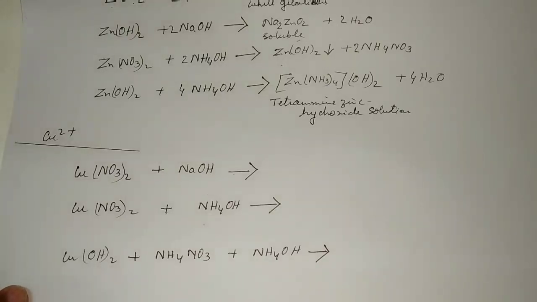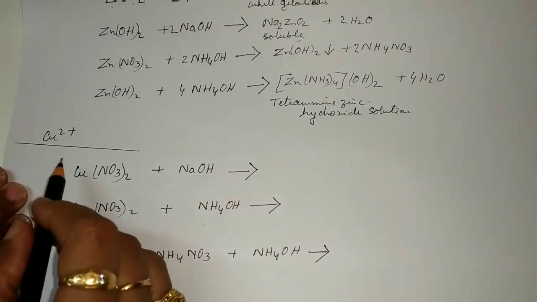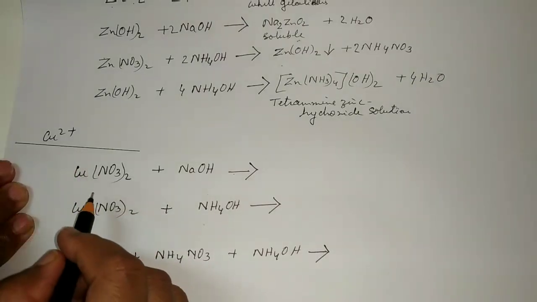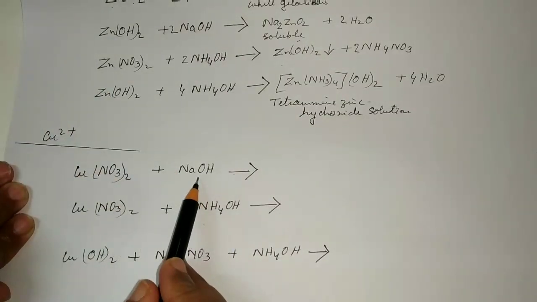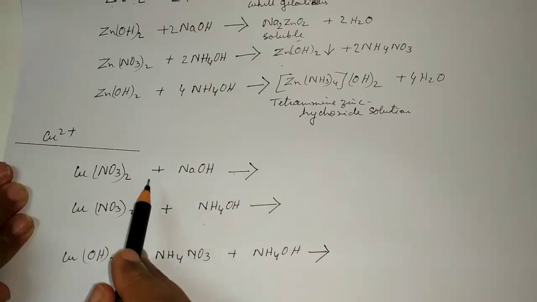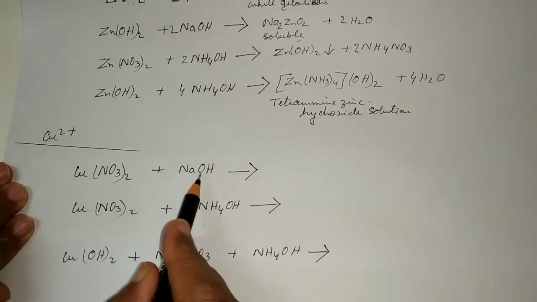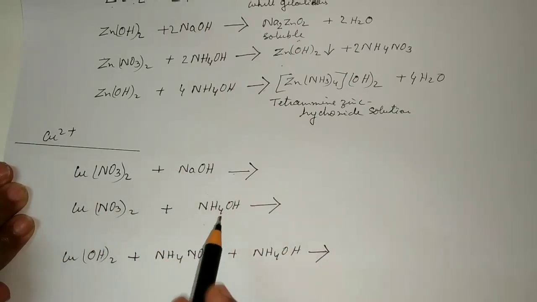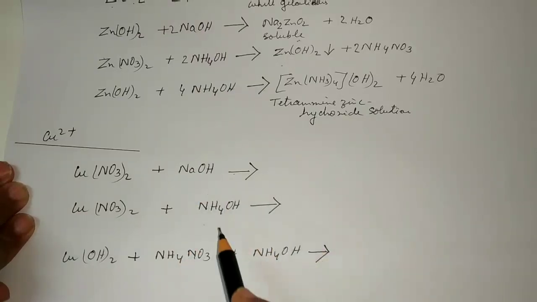Any copper salt. Now, copper solution, salt solution, whatever copper salt you have got, copper chloride, copper sulfate, copper nitrate, salt solution, and a few drops of sodium hydroxide and a few drops of ammonium hydroxide. Both will give you a pale blue precipitate of copper hydroxide. With sodium hydroxide, it is insoluble, and with ammonium hydroxide, it will be soluble.